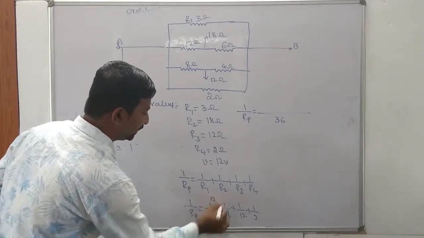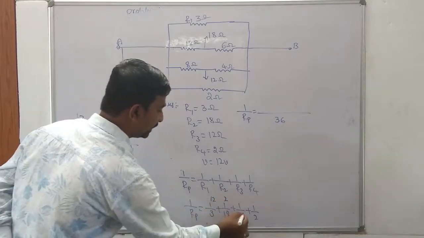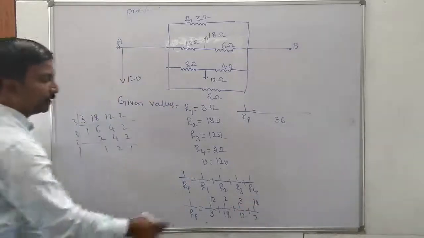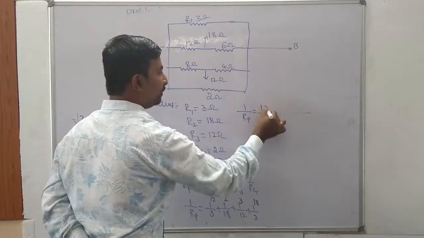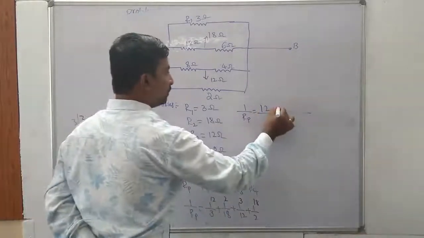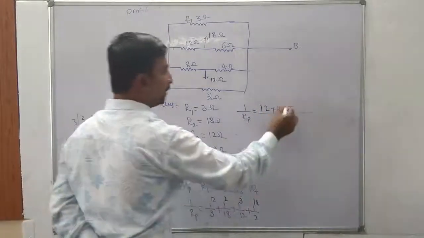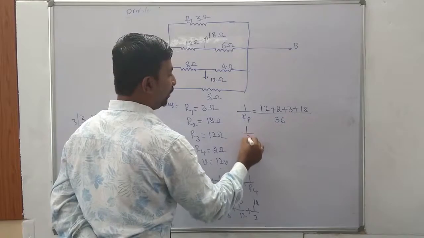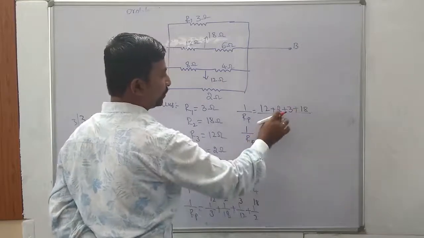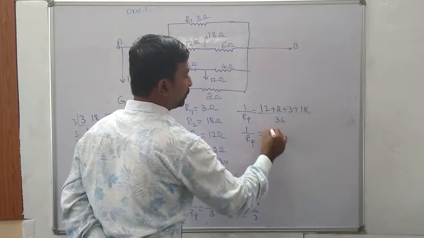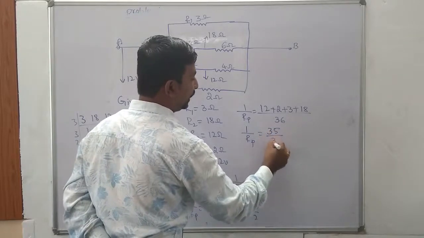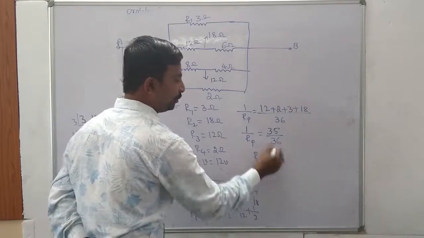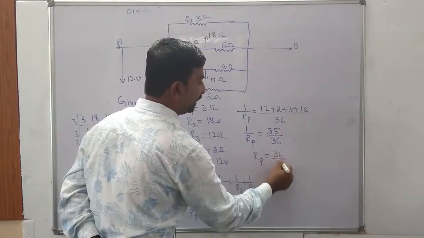3 12s are 36, 18 2s are 36, 12 3s are 36, 2 18s are 36. So 12 1s are 12 plus 2 1s are 2 plus 3 1s are 3 plus 18 1s are 18. So finally 1 by RP is equal to 18 plus 2, 20, 32, 35. So 1 by RP is equal to 35 by 36. I need RP, so take the reciprocal. RP is equal to 36 divided by 35.